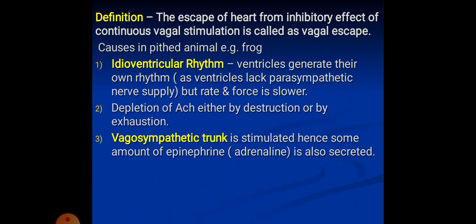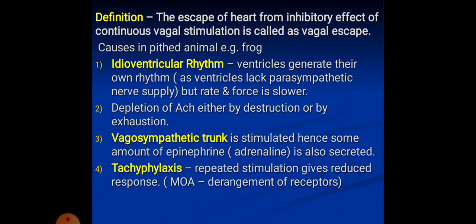Vagosympathetic trunk, we already discussed that, because if we are stimulating the vagus now, that means we are stimulating the vagosympathetic trunk. So 25% of epinephrine, that is adrenaline, is also secreted, which is going to show a sympathetic effect. Tachyphylaxis: repeated stimulation gives reduced response. This is due to derangement of the receptors. This is also one of the reasons for vagal escape in experimental or pithed animals.